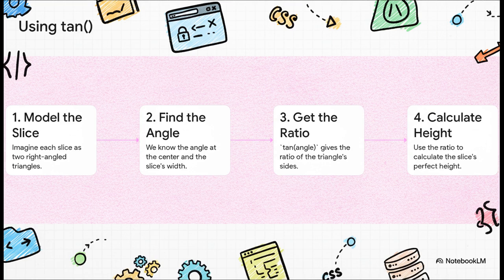It's the magic ingredient. The tangent of that angle gives us the exact ratio between the triangle's height and its width. So finally, in step 4, we use that ratio to calculate the perfect height needed to make all our slices fit together seamlessly. It's math, yeah, but it means no more guesswork and no more magic numbers in our CSS.